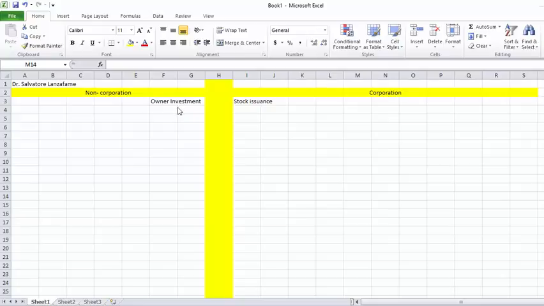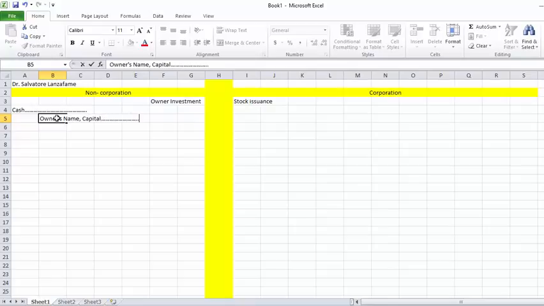When we're looking at an owner investment in a non-corporation setting, we'll talk about a sole proprietorship. When the owners make an investment, assuming that the owners invest cash, they would debit cash and then they would credit the owner's name followed by the word capital. So that's the typical entry. Let's say the owner invested $10,000. That's what the journal entry would look like for the initial investment.